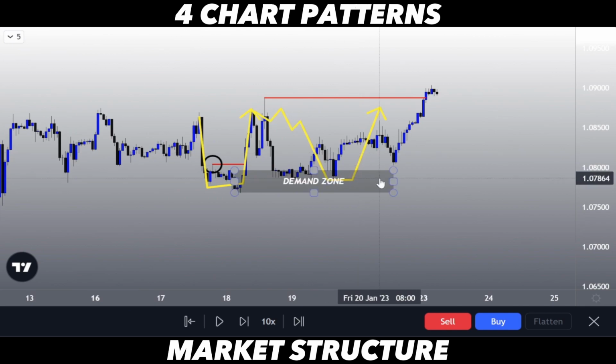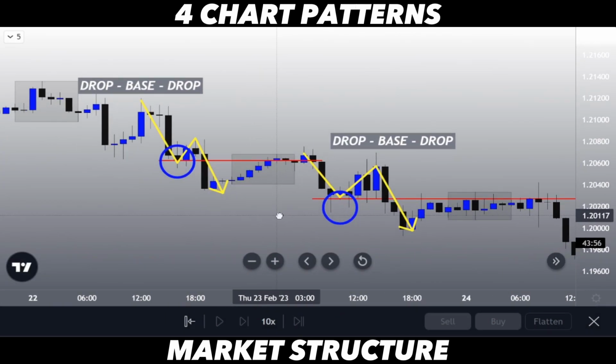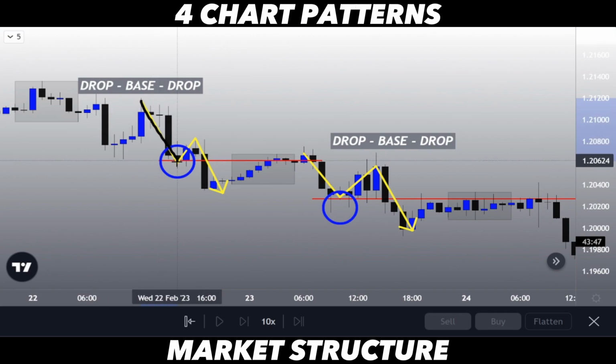This chart pattern is called drop, base, rally. Okay, so here we have two examples of drop, base, drop. Drop, base, drop just means that the price impulsively drops down. Then we have a base, which is a small pullback, followed by a second drop. The second drop breaks structure to the left.